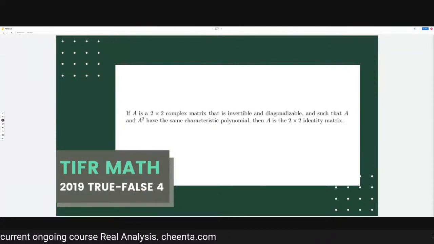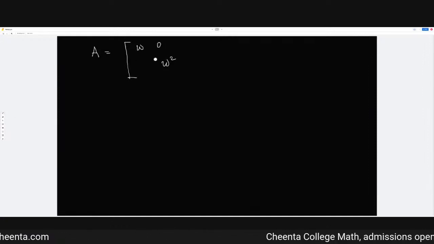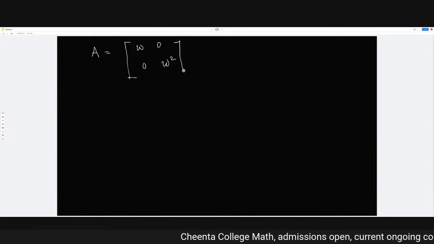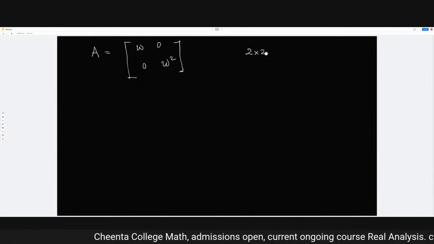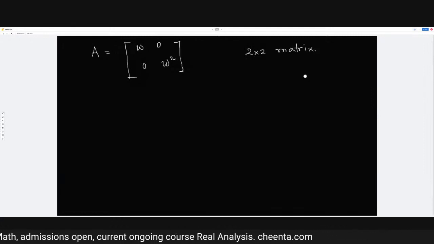So first thing is that it's not true. One of the very basic examples that you can take from here is this matrix, and this matrix will work anywhere. Since it's given to be a complex matrix, just take this 2 cross 2 matrix. Okay, so why are we able to do it?